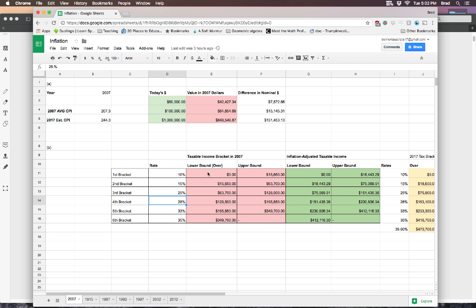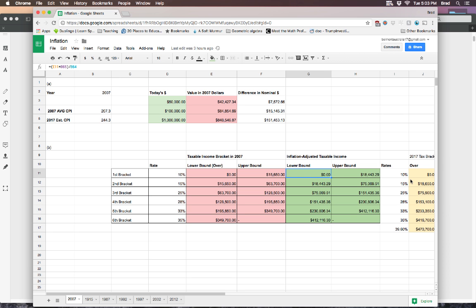I found the lower bounds, in other words, over $0 and under or equal to $15,650 pays a 10% federal tax rate. And 15% goes from over $15,650 to $63,700. Now, this was in 2007. Now notice it's got the red of 2007 as the background. Okay, so what I've done over here is I've computed an inflation-adjusted taxable income. In other words, what does that look like in 2017 dollars?